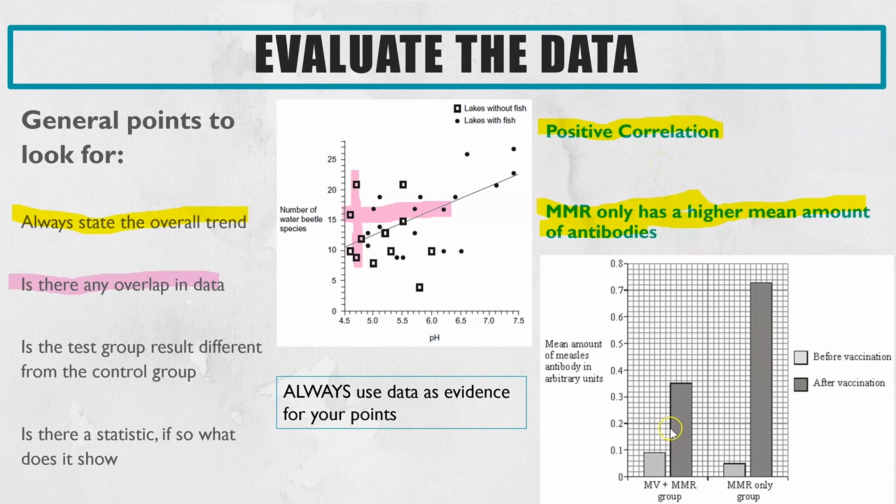Same idea here, we don't have any information as to whether a statistic was used, so that would mean we'd be able to say, although there is a higher mean amount of antibodies, without a statistic, we do not know if that is significantly higher. So those are the general points, but for each question you would have to pick out some specific points to do with the graph or the data in a table that you do have.